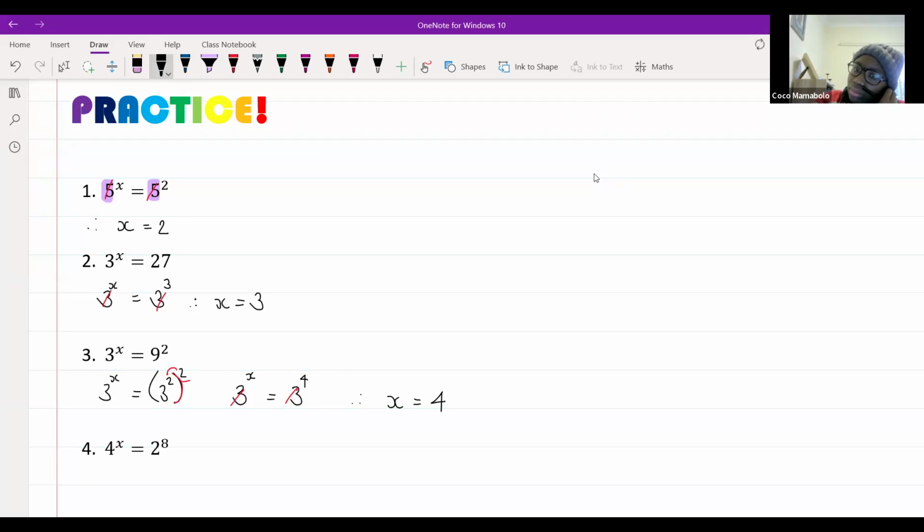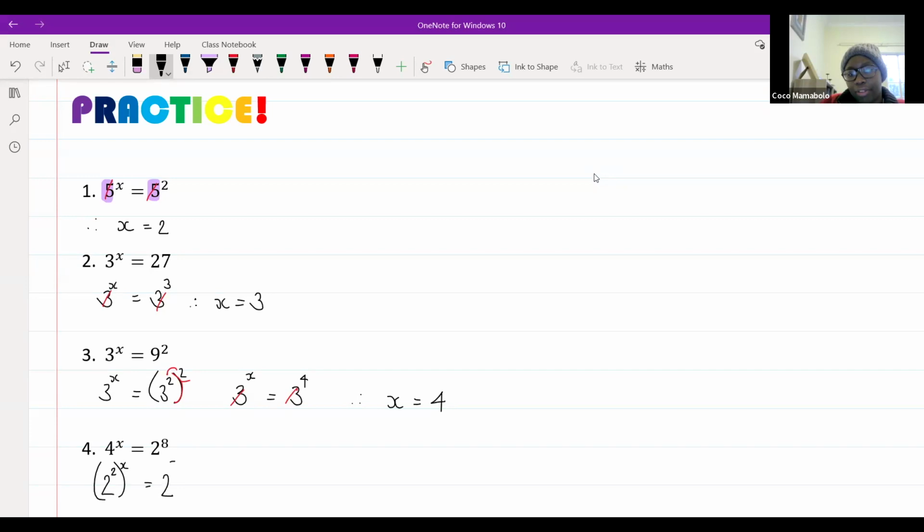Ma'am, I think I got the answer. Oh, absolutely, Sia. Tell me, what answer did you get? My answer is x is equal to 4. Okay, tell us how you got there. So I said 4 to the power of x is equal to 2 to the power of 8. So the 4 I changed it to 2 to the power of 2. Correct. So I'm going to write 2 to the power of 2 bracket x, because the x is the thing on the outside, yes?